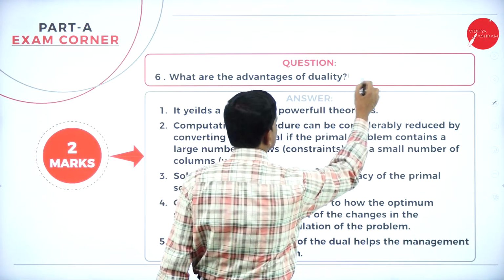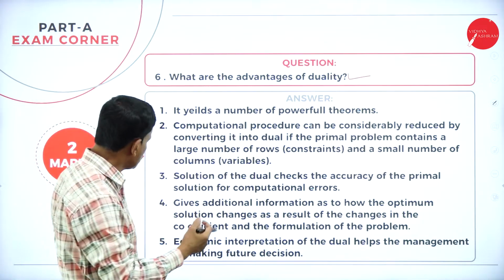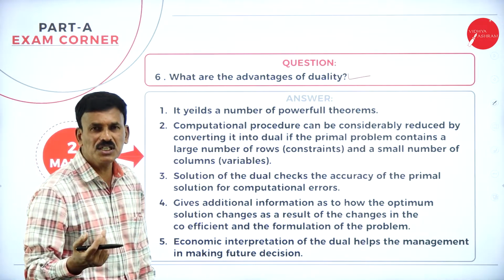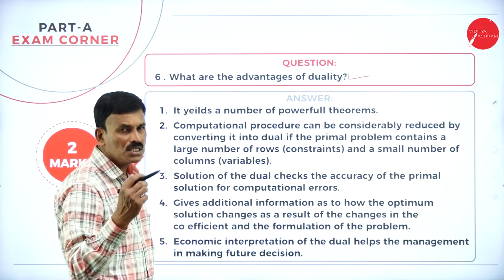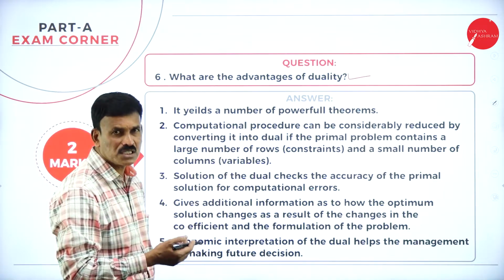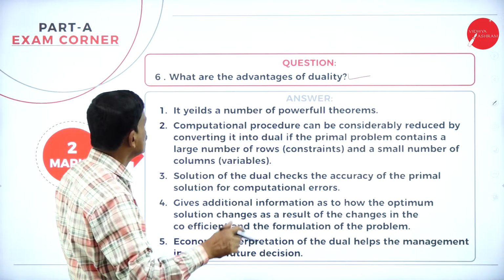What are the advantages of duality? If you write any 2 advantages, that is enough. Here I have listed 5 advantages. You can take any 2 or 3 advantages for 2 marks. Since this is a question of 2 marks, if it is for 5 marks, you can answer this much. Now, what are the advantages of duality?